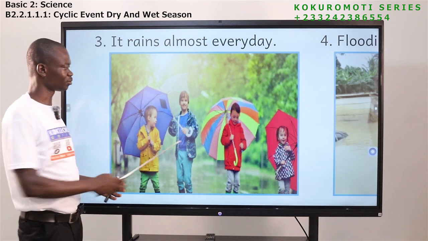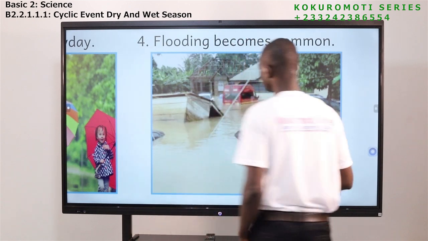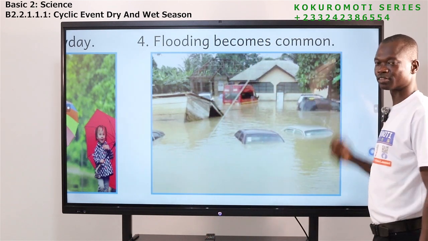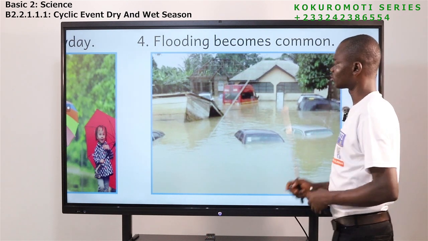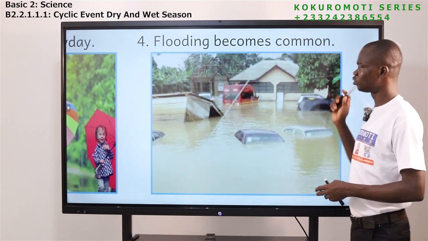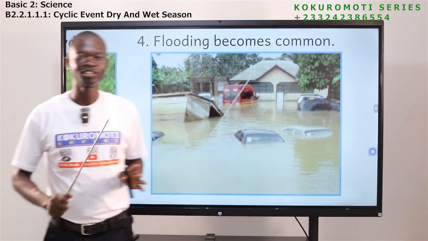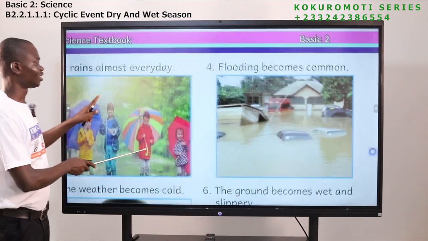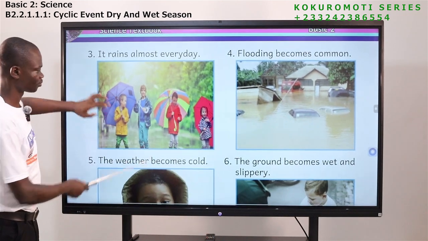Now the next one is that flooding becomes common. So look at this place. We only experience flooding during rainy season. So during rainy season, we see a lot of flooding taking place in other places. Okay, so if you know that your area is prone to flooding during rainy season, you should get yourself prepared so that if something of that sort happens, you know how to manage yourself.